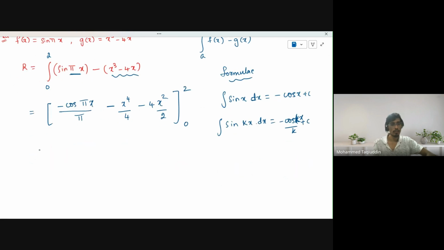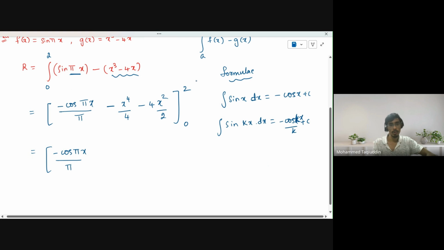Before we substitute the upper and lower bounds 2 and 0 in this, we will try to simplify this more. 4 upon 2 is 2, isn't it?